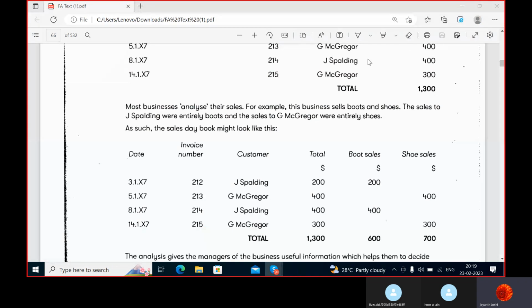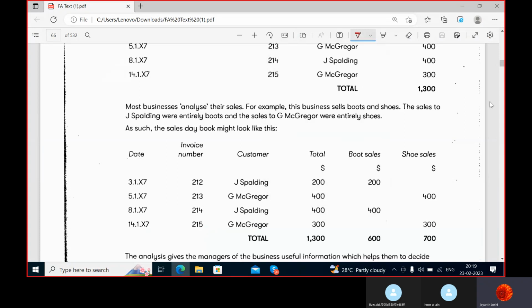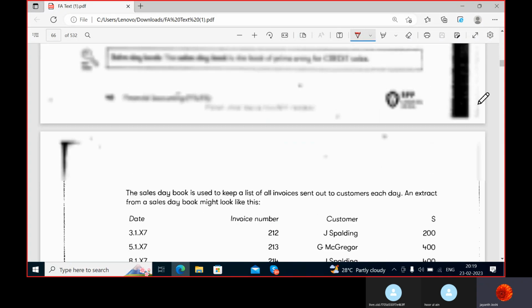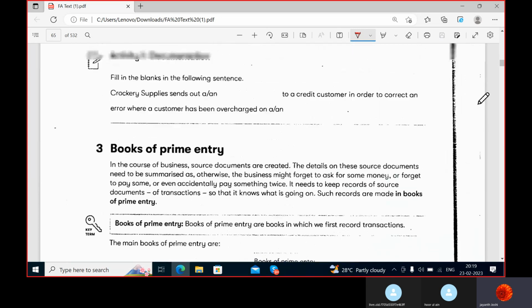So now, yesterday we discussed these four types of subsidiary books. Today we are going into the next one, that is cash book, which is very important. Okay, so let's start with cash book today.